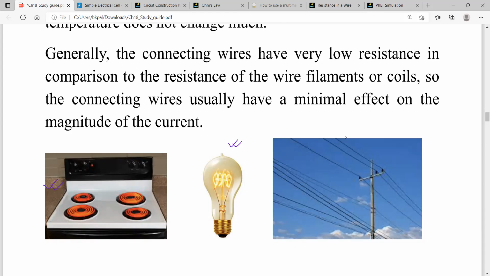But for example, the power line here, the temperature change is not too much, so they are ohmic. They follow Ohm's law.